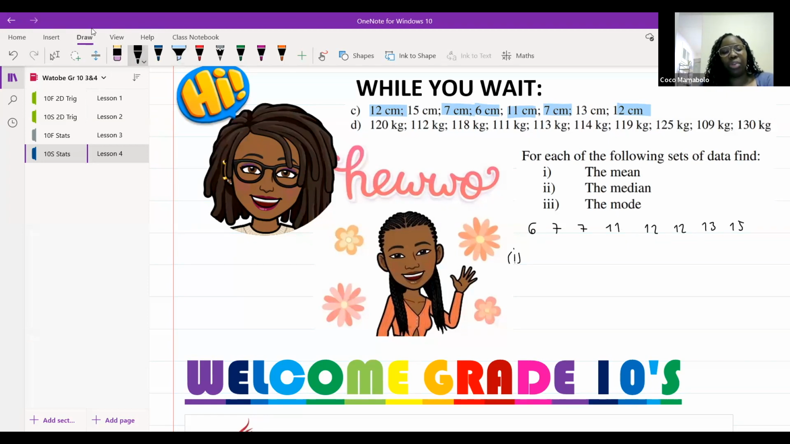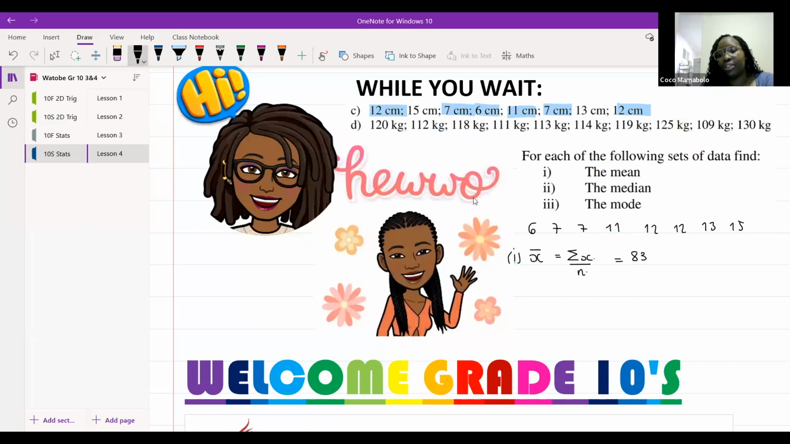And remember, when we express the mean, we do that X with a little line on the top. All right, so to calculate for that, we're going to say that X is the sum of all the values that we have divided by the number of values that we have. So if I add all of this up, 6 plus 7 plus 7 plus 11 plus 12 plus 12 plus 13 plus 15, I'm going to get 83.